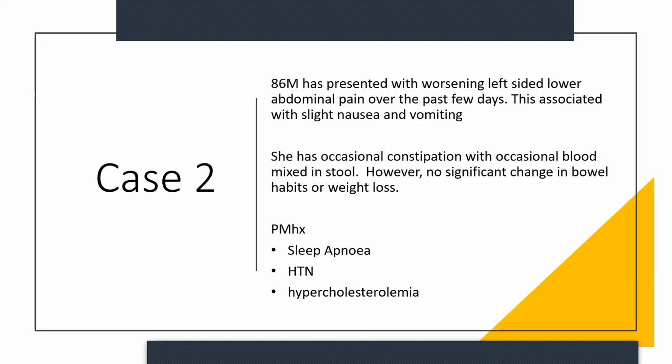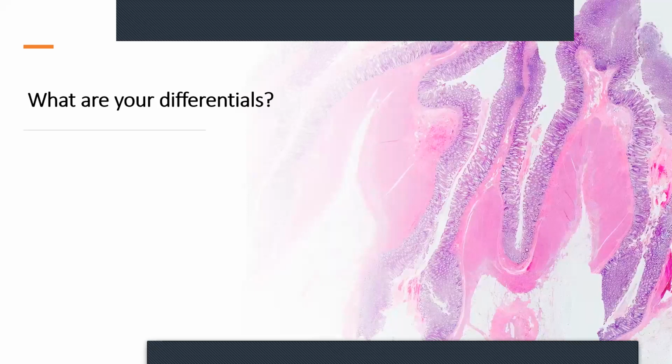Case 2 is an 86-year-old male who's presented with worsening left-sided lower abdominal pain over the past few days. This is associated with slight nausea and vomiting. He has occasional constipation with occasional blood mixed in the stool, however, no significant change in bowel habits or weight loss. And the past medical history is as follows. So what are your main differentials, just based on the history?